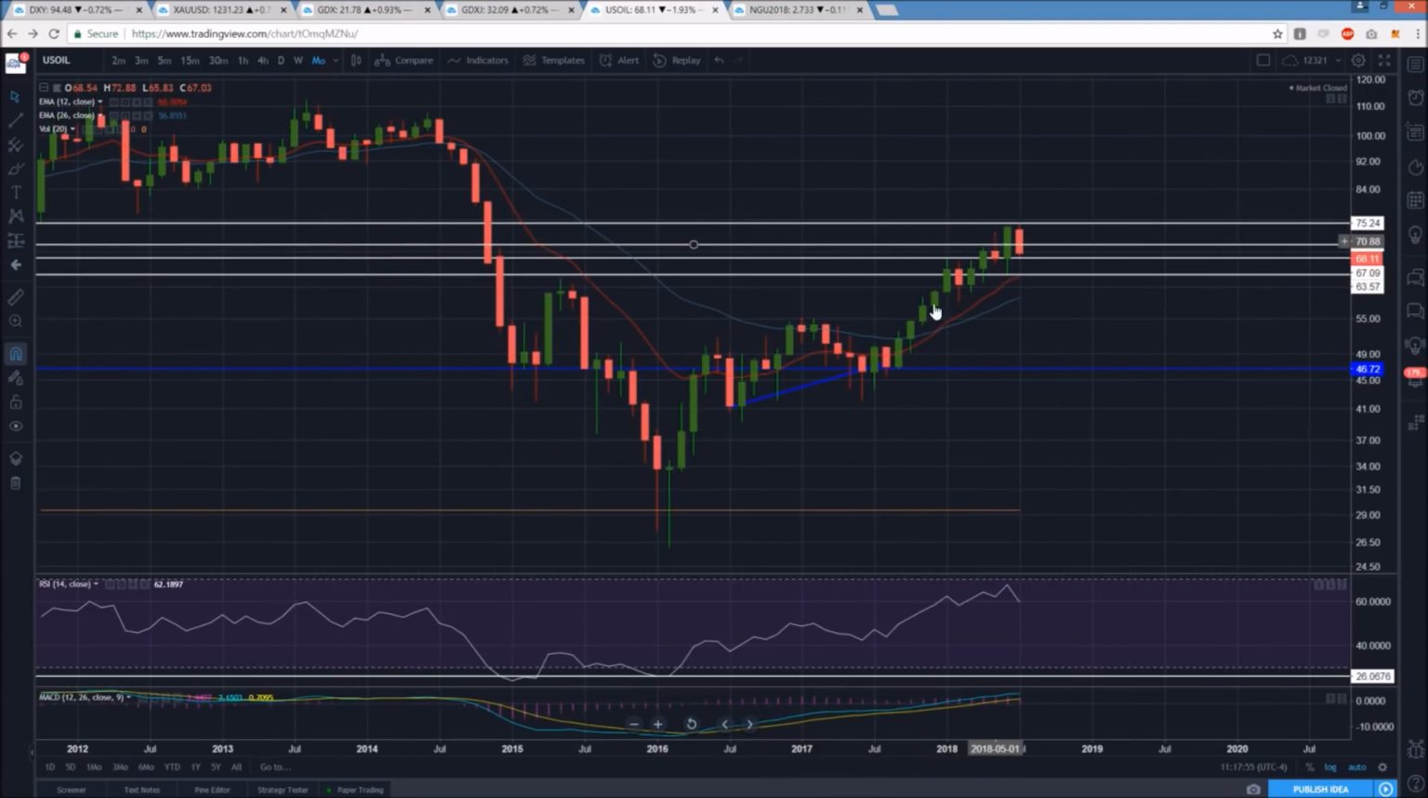We are very extended on this oil bounce. And just going back to 2016, at this point we've bounced 200% on oil in the last 2.5 years.